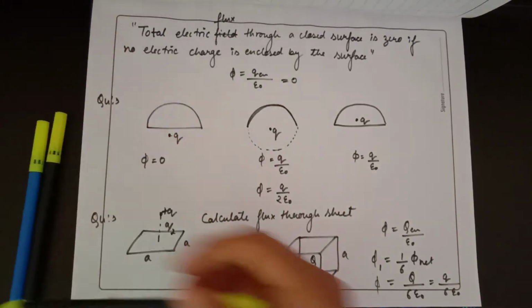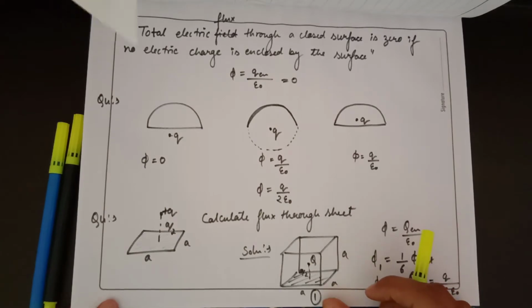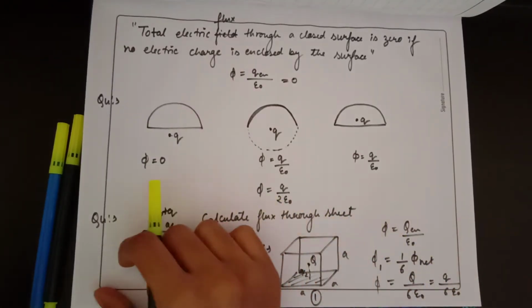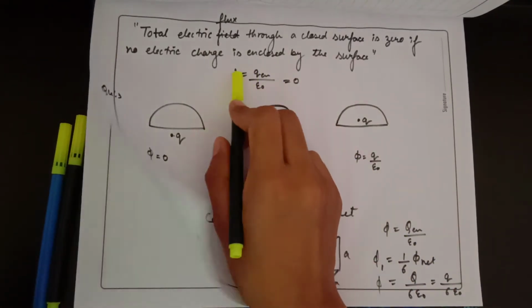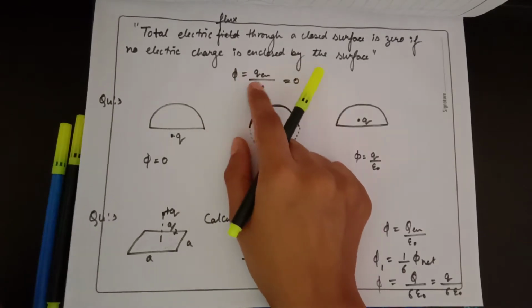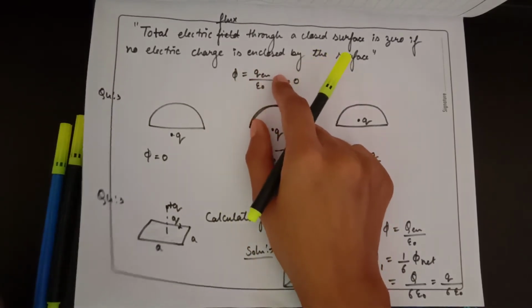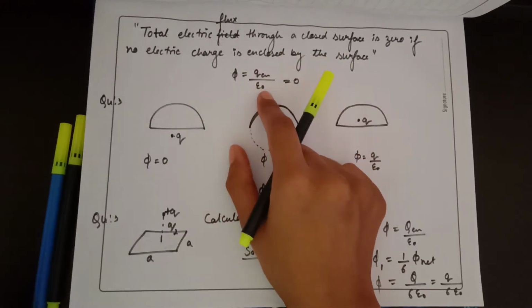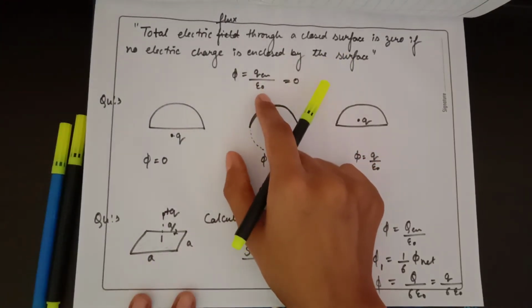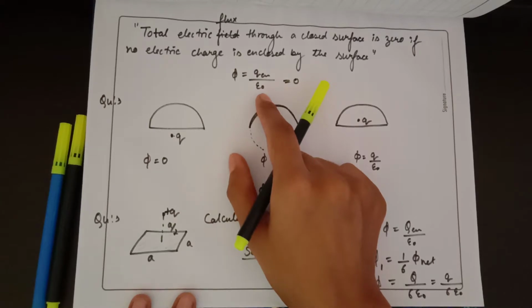So yesterday we saw Gauss's law. What does Gauss's law say? Gauss's law says for any closed surface the flux is equal to the charge enclosed by it divided by epsilon naught, where epsilon naught is the permittivity of free space.